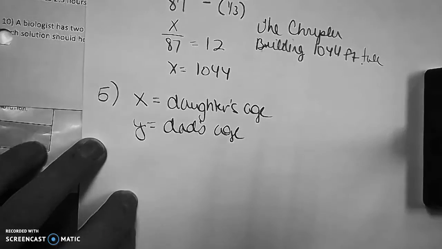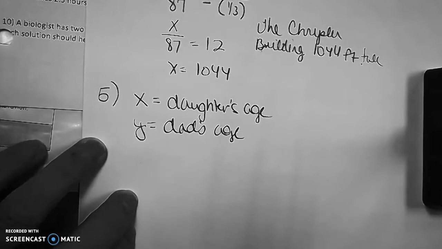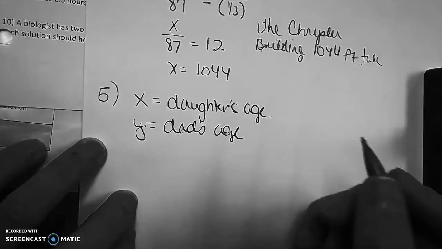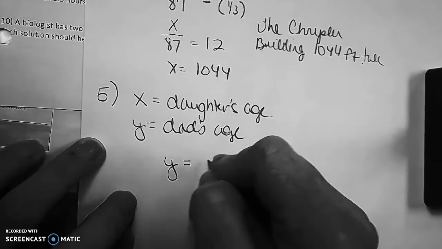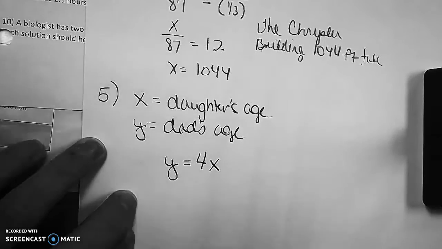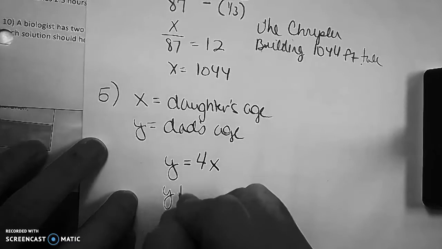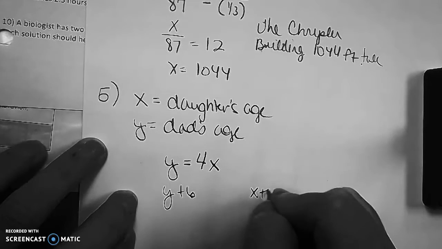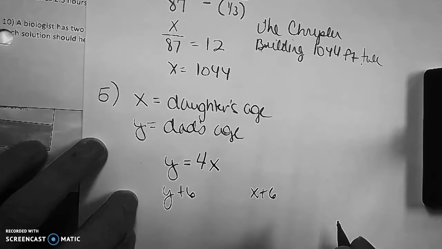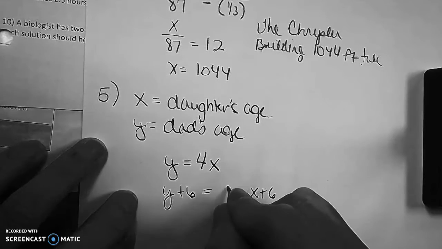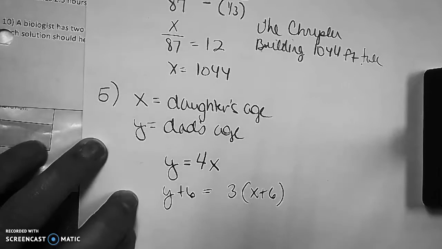Okay, so let me read that sentence again. A father is 4 times as old as his daughter. So dad's age will have to equal 4 times the daughter's age. The next statement says in 6 years. So here's what you got to think about. Dad will be 6 years older, and the daughter will also be 6 years older. He will be 3 times as old as she is. So I need to take her age and multiply it by 3.